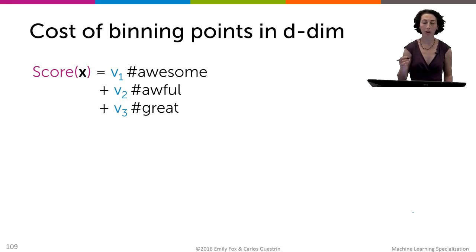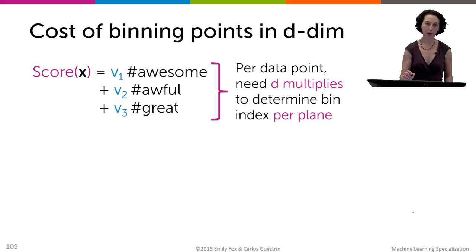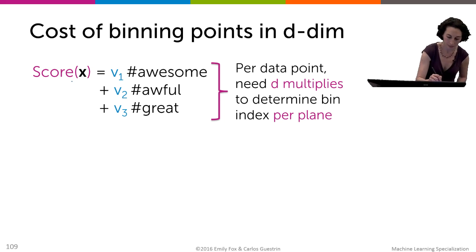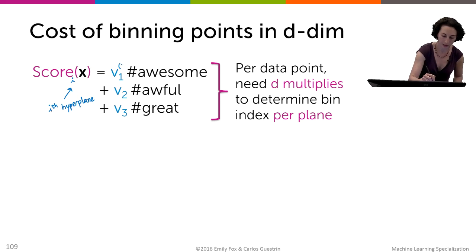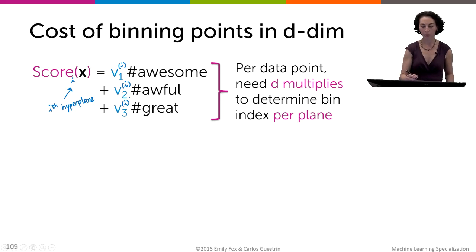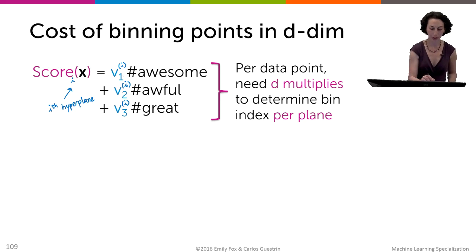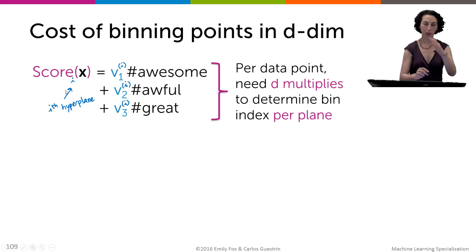And so now I want to talk about what's the cost of binning our points in this d-dimensional space. Well, remember that for each one of our data points in d dimensions, we need to determine the bin index per plane that we're throwing down. So that means for each one of our, let's say we're looking at the ith hyperplane, and it's going to have coefficients, let's say v1i, v2i, v3i. Well, we have to do d multiplications between these coefficients and our features to define the score just for that one hyperplane. And then we have to repeat that for each of the hyperplanes that we've thrown down.